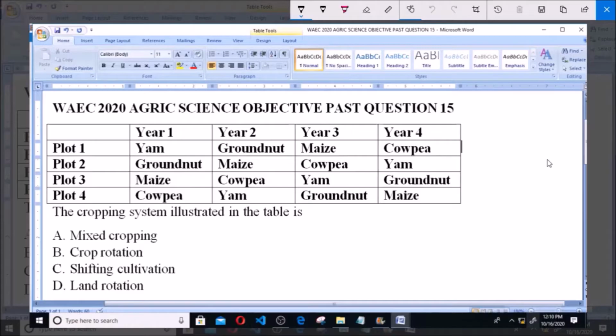Hello and welcome. I will be answering Waec 2020 Agric Science Objective Past Question 15. So you have a table here with 4 plots and 4 years. From what is illustrated on the table, you have a particular crop grown on a particular plot for a particular year. For example, plot 1, yam is grown year 1, groundnut is grown year 2, maize year 3, cowpea year 4, and like that for the remaining plots. Now, the cropping system illustrated in the table is A. Mixed cropping, B. Crop rotation, C. Shifting cultivation, D. Land rotation.